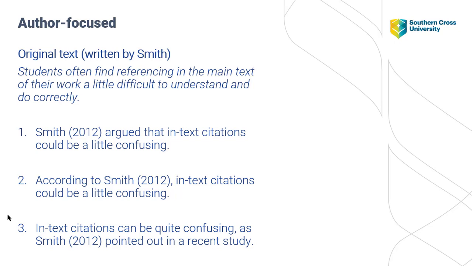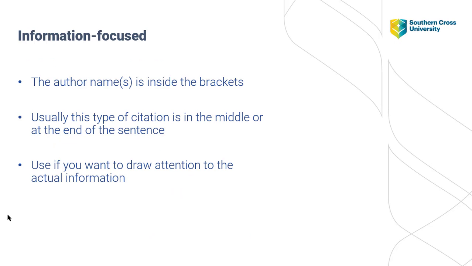So now I have the reporting verb, I have the author Smith, the year, and then my paraphrase of the idea. And finally, in this last example, we can see that the author has moved into the middle of the sentence. In-text citations can be quite confusing, as Smith, 2012, pointed out in a recent study. So here I have the paraphrase first, and then the author, and then the reporting verb.